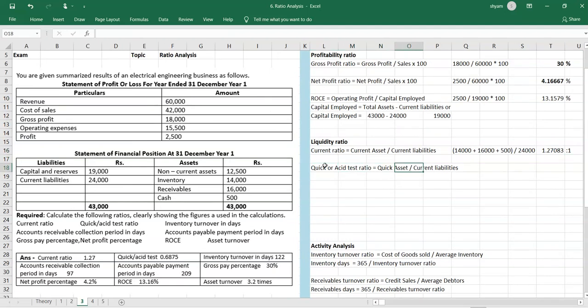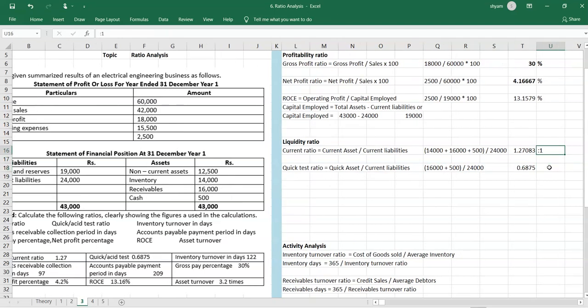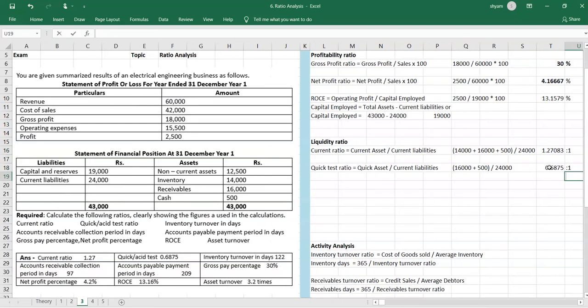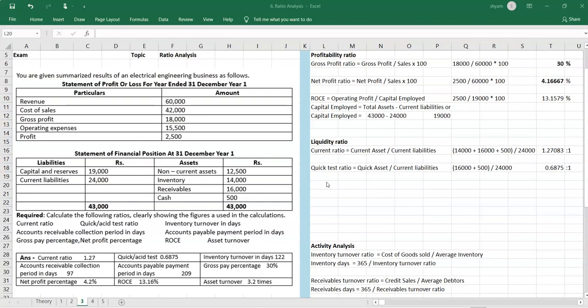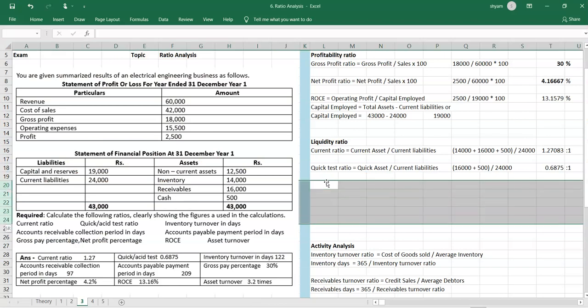And quick ratio, we can copy the earlier formula. The only thing that will not come in the quick ratio is the inventory. So inventory value is 14,000. We can remove that. Apart from that, the ratio is going to be same. So we'll move on to the next ratios.